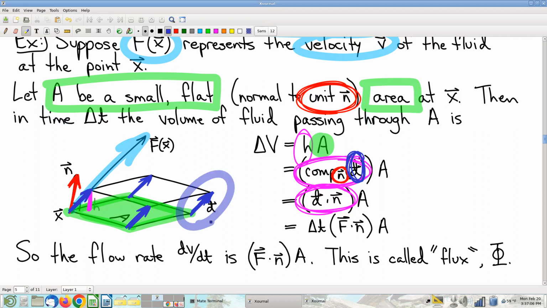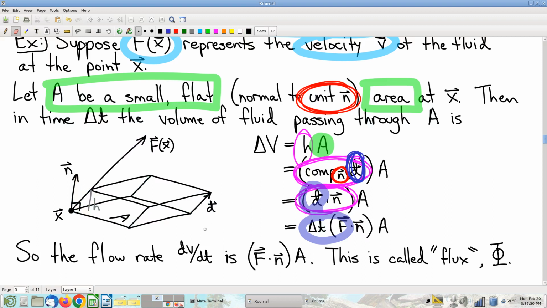And then dot product. All that's left to do is figure out what this displacement vector is. And this is actually not that big a deal. I know the velocity of the fluid, and I want to know how much it displaces in some time delta t. That displacement is just velocity times delta t. And of course, the velocity is the field vector.